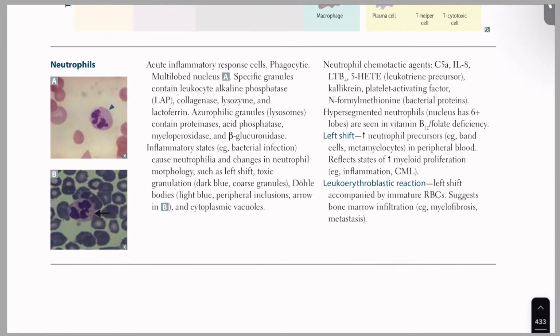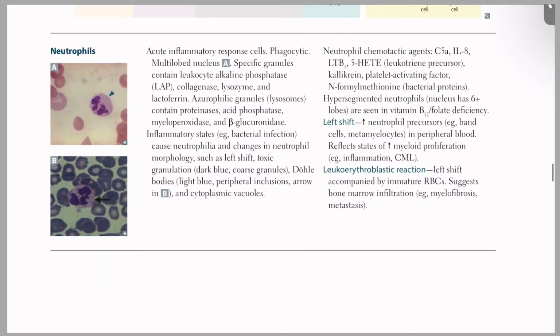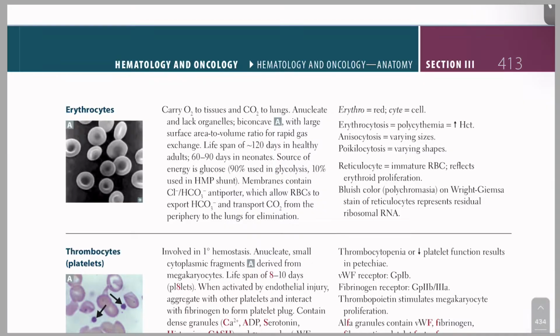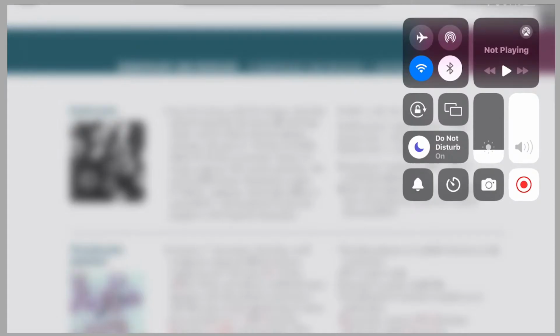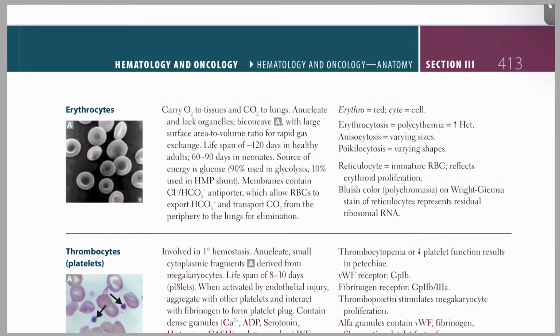Yesterday, the last topic we did was hematology. Let's start from erythrocytes. Erythrocytes carry oxygen to tissues and CO2 to lungs, are anucleate and lack organelles. Biconcave, shown in image A, with large surface area to volume ratio for rapid gas exchange.